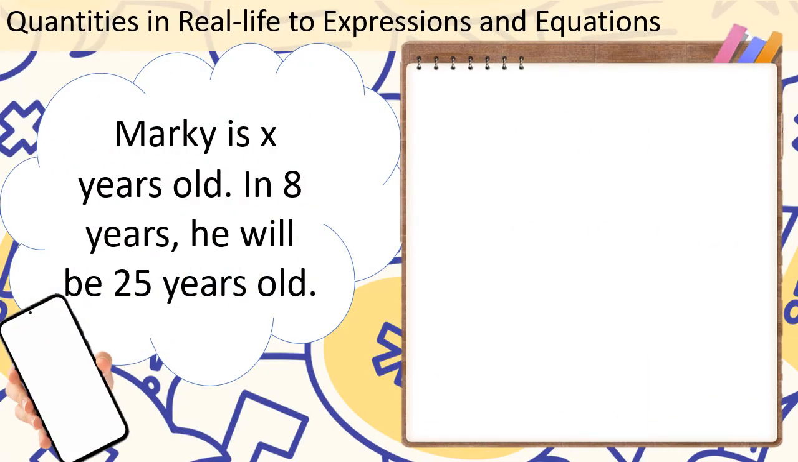Next, Marky is X years old. In 8 years, he will be 25 years old. Okay, so Marky is X years old. Hindi natin alam kung ilan taon na si Marky. What we know is after 8 years, he will be 25. So that's gonna be X. And then in 8 years, so plus 8 years, ilan taon na siya? 25 na siya. Okay, so imbis na sabihin mo ganyan, Marky is X years old, in 8 years, he will be 25 years old, we can simply say X plus 8 equals 25. And with that, we can solve.